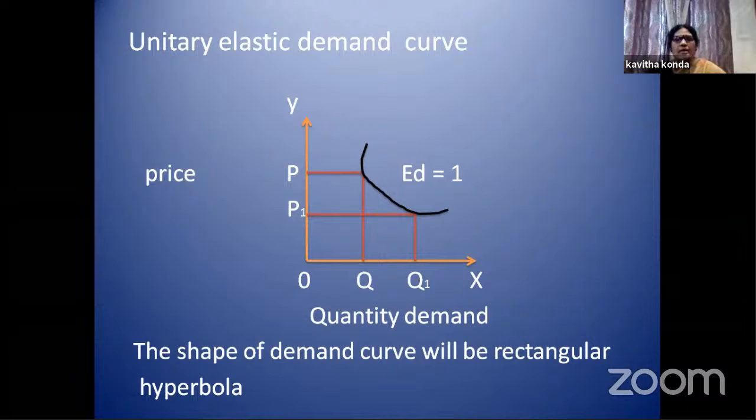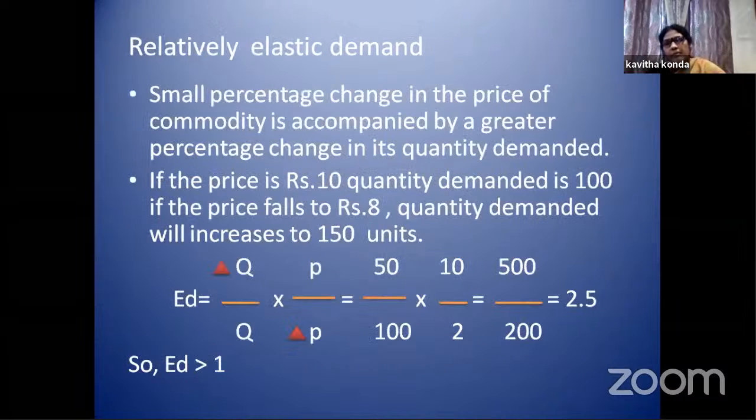That's why here ED is equal to 1. And that's why here it is the rectangular hyperbola shape. The demand curve will be the rectangular hyperbola, which indicates the same, equal change in both the dependent and independent variables. And the next one, the fourth type of price elastic demand, is relatively elastic demand.